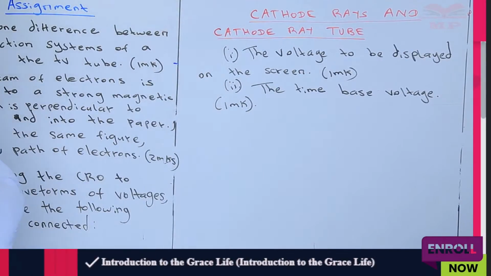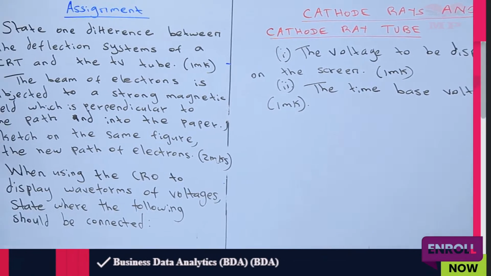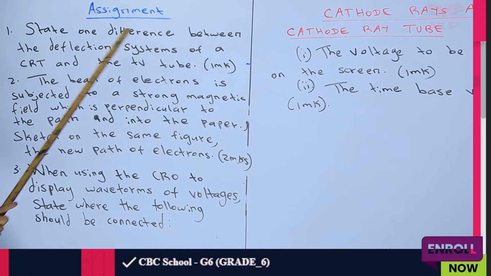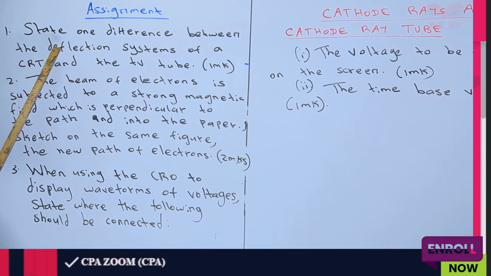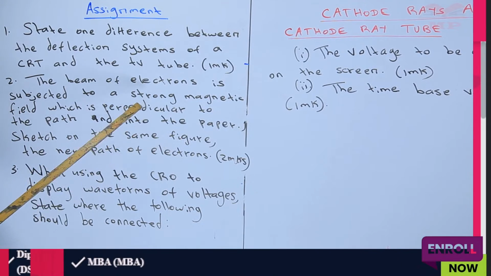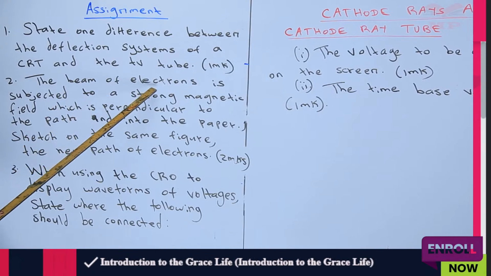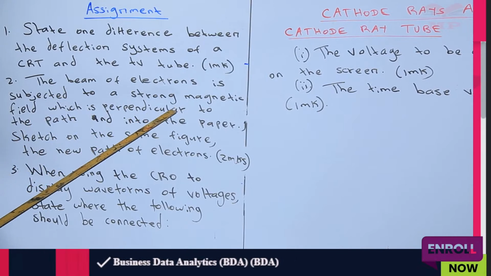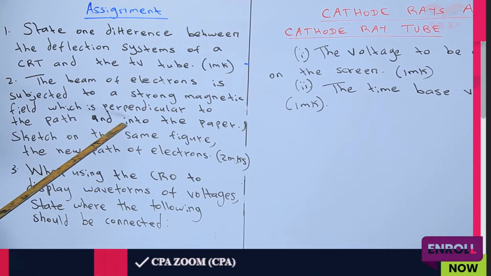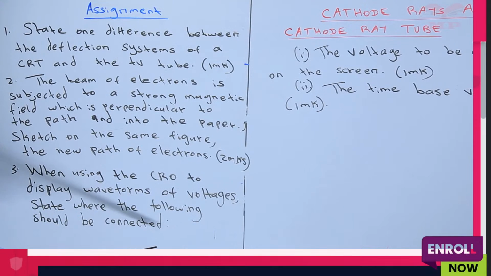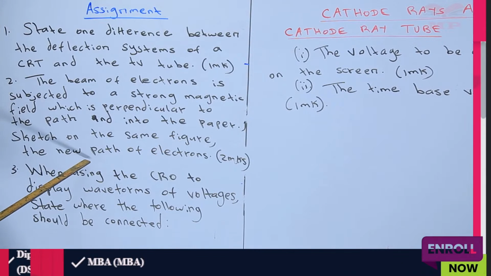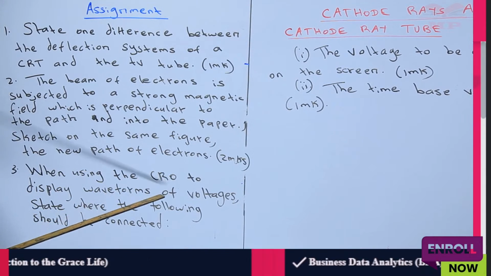So that is the exercise. We are told in question number 1, state one difference between the deflection systems of a cathode ray tube and the TV tube, which we have just explained. Then number 2, the beam of electrons is subjected to a strong magnetic field which is perpendicular to the path and into the paper. Sketch on the same diagram the new path of the electron.